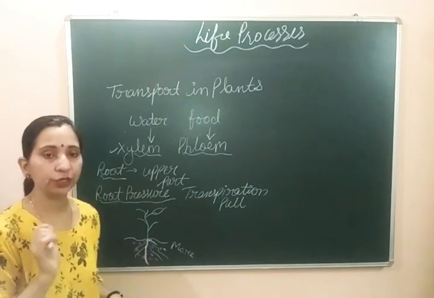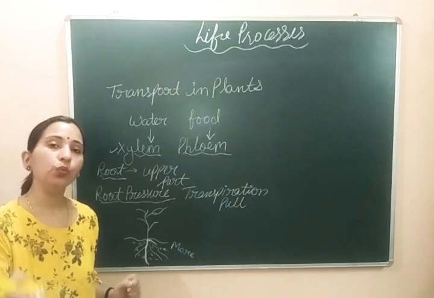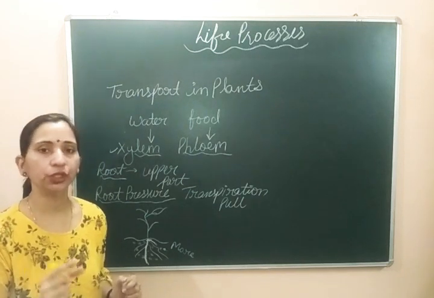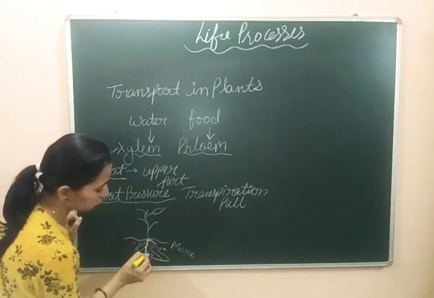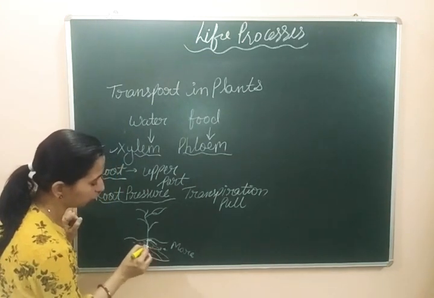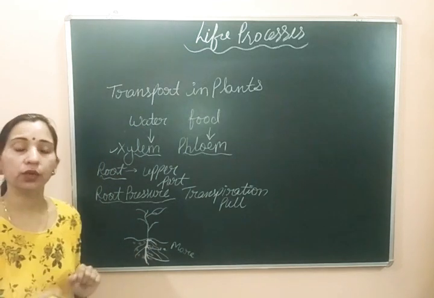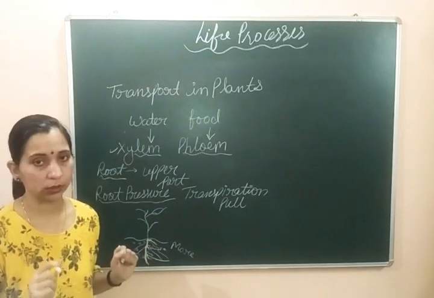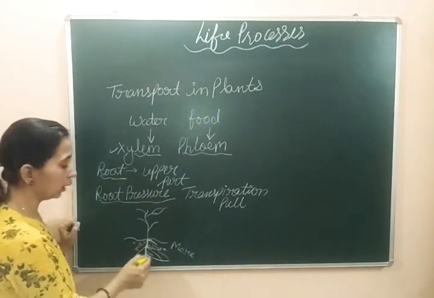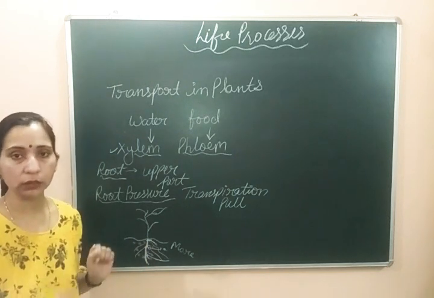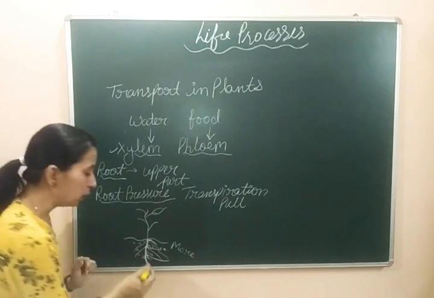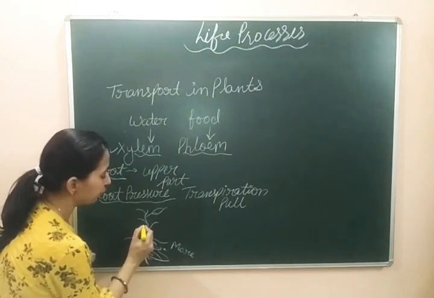Due to this concentration difference, now water will move from its higher concentration to its lower concentration. Finally, the water will move inside the root cells. Water will enter the root cells. Once the water has entered inside the root cells, then it can be moved upward.